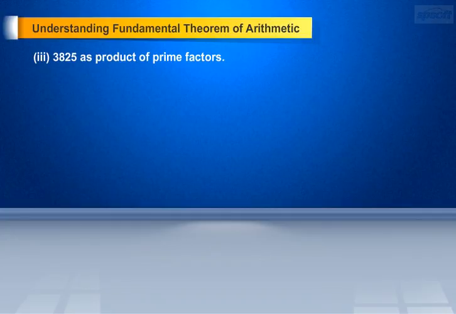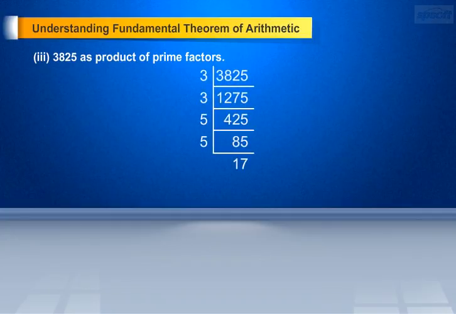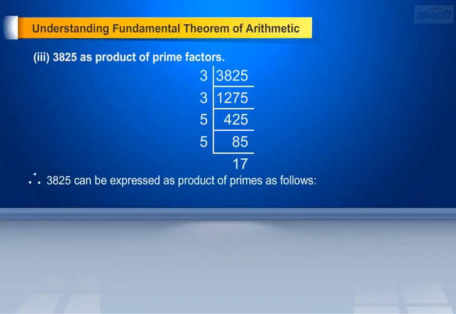3825 as product of prime factors. 3825 can be written as 3 into 1275. 1275 can be written as 3 into 425. 425 can be written as 5 into 85. 85 can be written as 5 into 17. Therefore, 3825 can be expressed as product of primes as follows. 3825 equals 3 into 3 into 5 into 5 into 17. Equals 3 square into 5 square into 17.